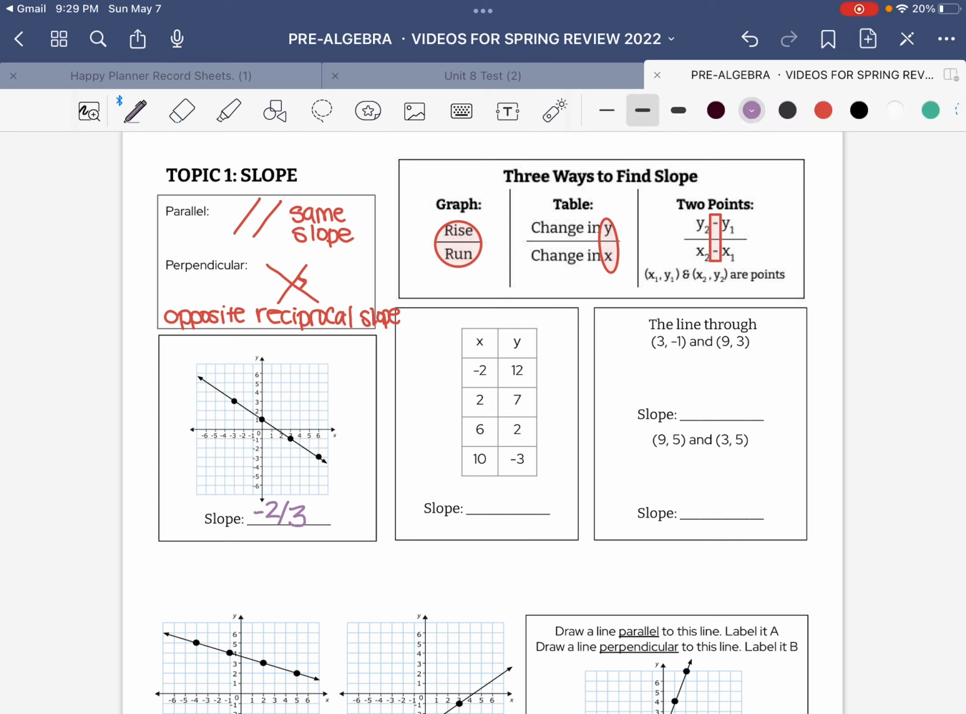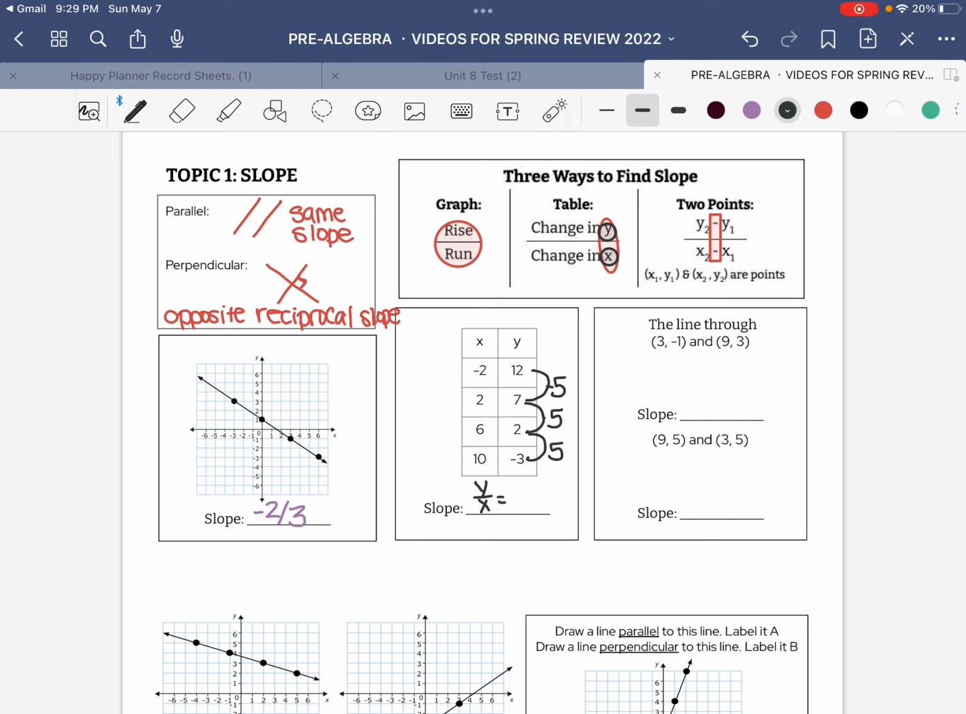Next problem doesn't have a graph, it has a table. You're still going to be doing the same idea though. Just make sure you put y on top and x on bottom. So y over x. And the y values are changing from 12 to 7. Let's see, if you start at 12, 11, 10, 9, 8, 7. That's 5 numbers. But I could also go from 7 to 2, and that's also 5. Or 2 to -3 is also 5.